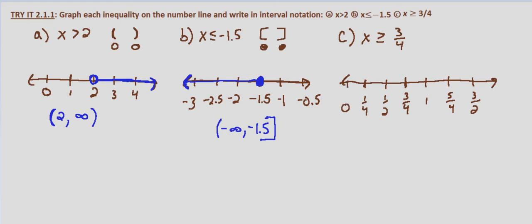Now again, this is inclusive. It includes the equal sign right here. So including the equal sign, we can use either square brackets or closed circles. I'm going to use closed circles again. So at x equals 3/4, we put a mark with a closed circle, and it's greater than or equal to, so we go to the right, and there's the graph on the number line for x is greater than or equal to 3/4. And we're starting on the left, and we're going to the right. The 3/4 is included, so in interval notation, this would be [3/4, with a square bracket, and going to the right infinitely.